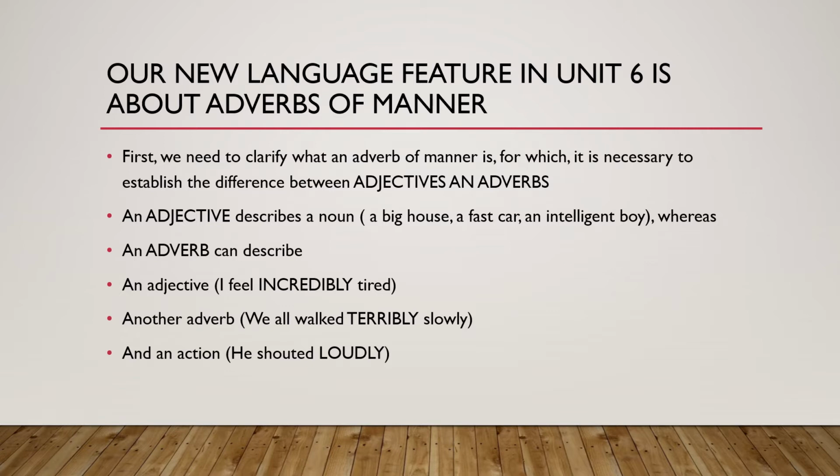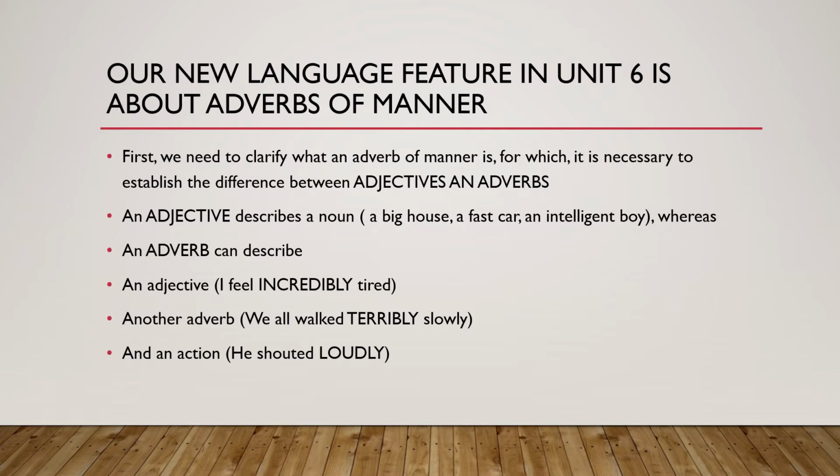So we describe a noun through an adjective, whereas, mientras que, an adverb has three functions. It can describe an adjective. For example here, I feel incredibly tired. What does that mean? Tired is an adjective, cansado. Incredibly is how tired. Increíblemente cansado. Me siento increíblemente cansado. So, I feel incredibly tired.